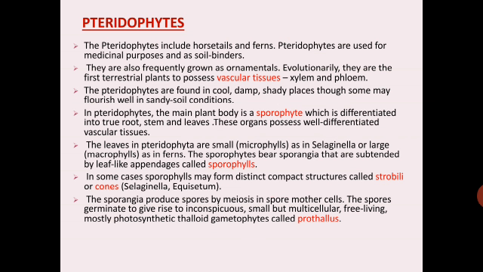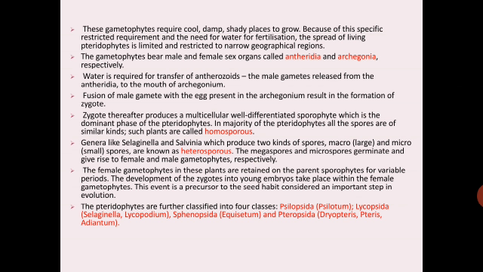inconspicuous, small but multicellular, free-living, mostly photosynthetic thalloid gametophyte called prothallus. So the spores will produce a thalloid gametophyte called prothallus. These gametophytes require cool, damp, shady places to grow. Because of this specific restricted requirement and the need for water for fertilization, the spread of living pteridophytes is limited and restricted to narrow geographical regions.